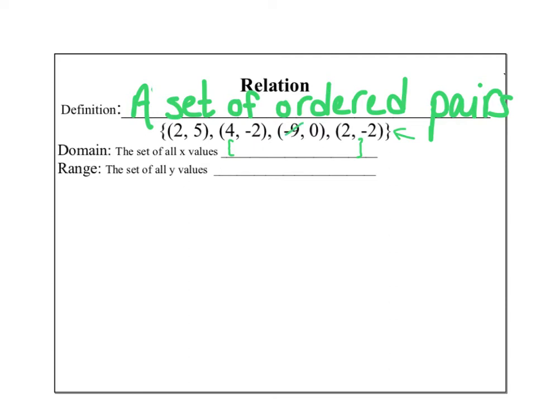So the smallest x value is -9. There are two 2's, but I only list it once because I'm just concerned with the value, and 1, 4. So my domain is -9, 2, and 4. Where the range is, again in set notation, -2, 0, and 5. This time -2 is twice, but I only list it once.